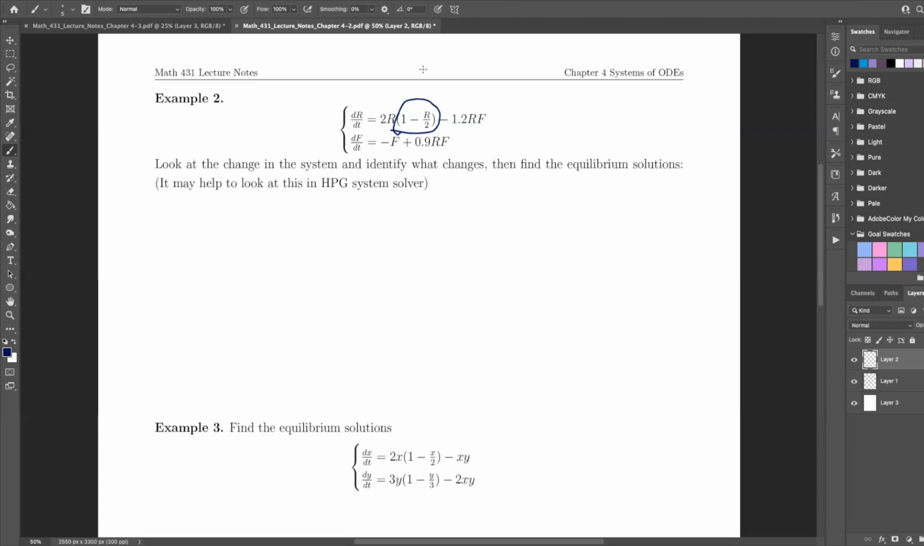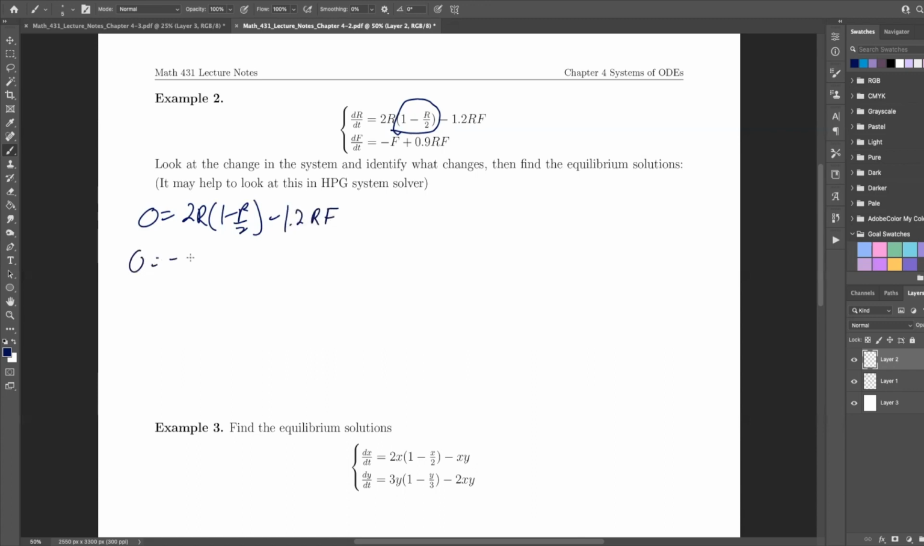So it's a limited food supply type thing. And so this limits the rabbits, and so this changes the system. Let's find the equilibrium solutions and see how this looks. So here we're going to find the equilibrium solutions again. Here I have 2r(1 - r/2) - 1.2rf.